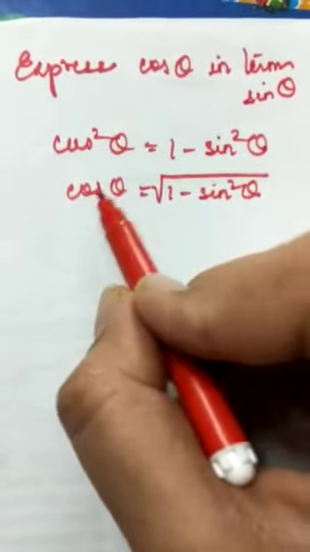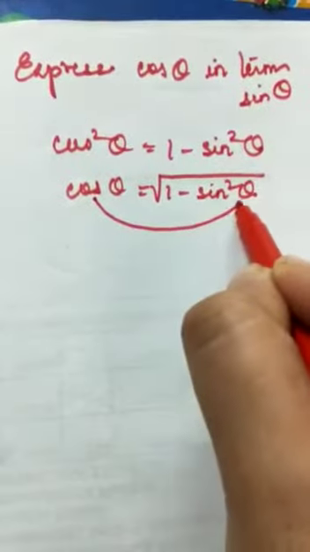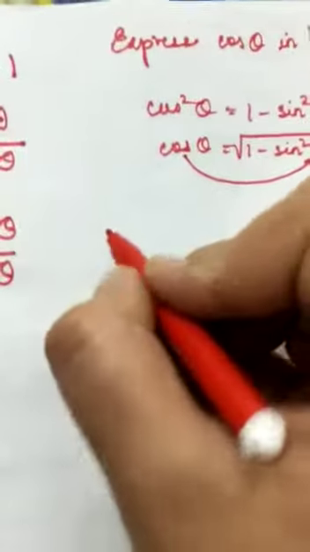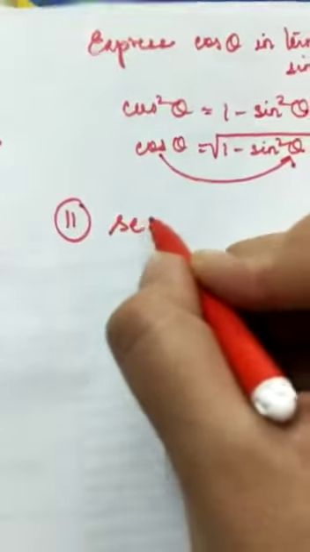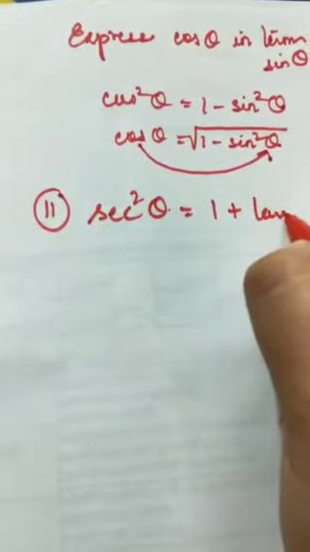So what is happening here? You have expressed this cos in terms of sine. In the same way, every trigonometry function can be represented in terms of another. Suppose I take the second identity. What is our second identity? That is sec square theta equals 1 plus tan square theta. You have to learn this.